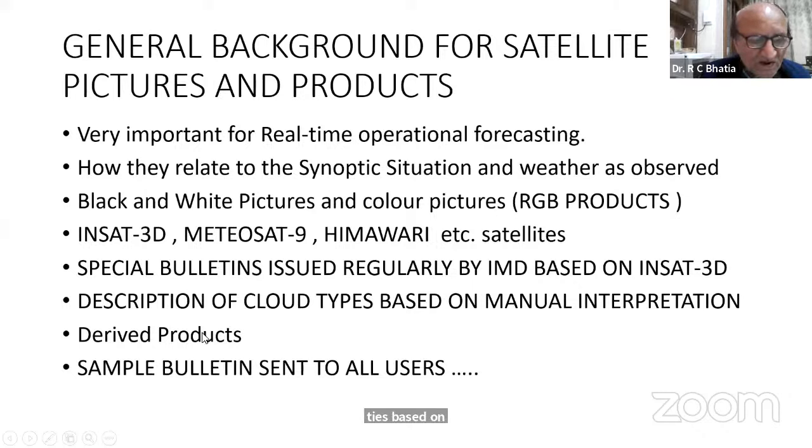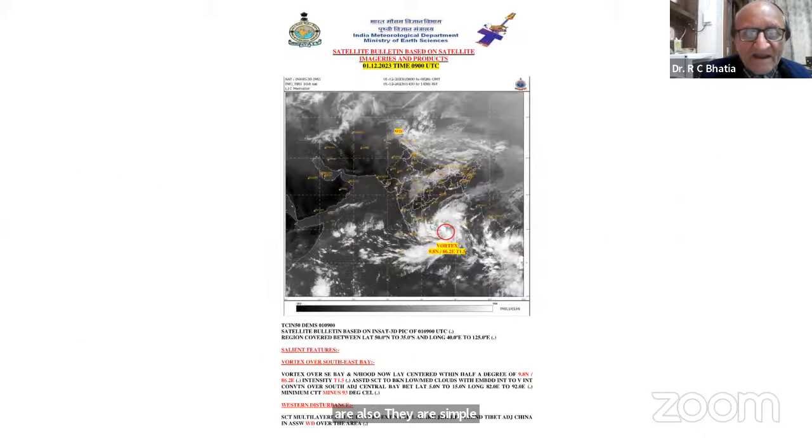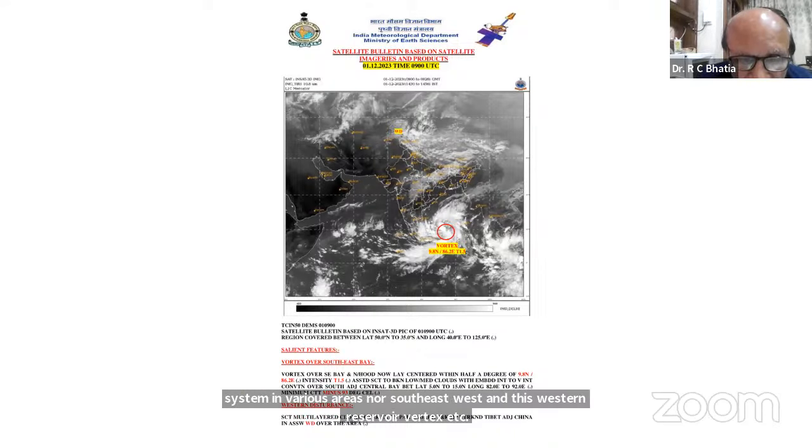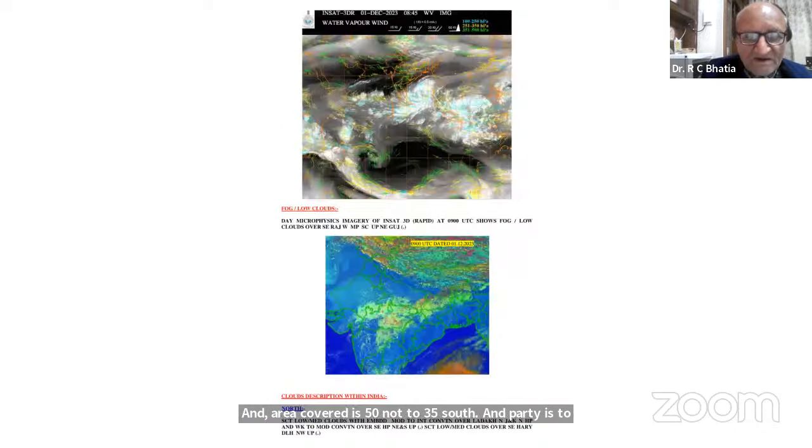Derived products are also there. Sample bulletins are sent; I'm just showing one here. What they do is they give a description of the cloud system in various areas: north, south, east, west, and western disturbance, vortex, etc. And the area covered is 50 north to 35 south and 40 east to 125 east. So you can see this sample bulletin, and sometimes they also give RGB products to bring out certain important features.